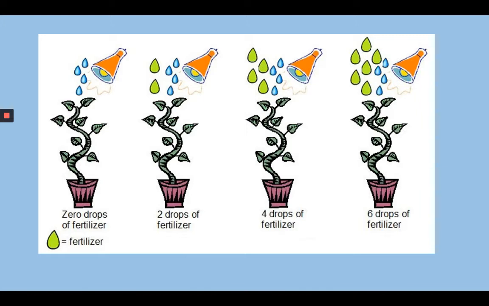And the independent variable, the one that you change, is how many drops of fertilizer the plants received. So you can deliberately change how many drops of fertilizer. You can do 0, 1, 2, 3, 4, 5, and 6. So you have complete control over what you would like to change. So this is the concept of independent, dependent, and control variables.